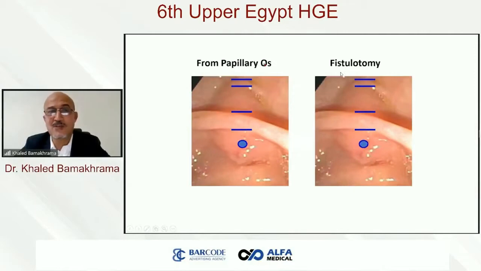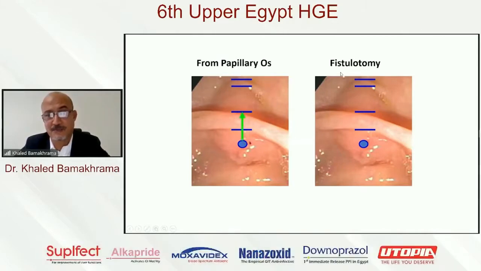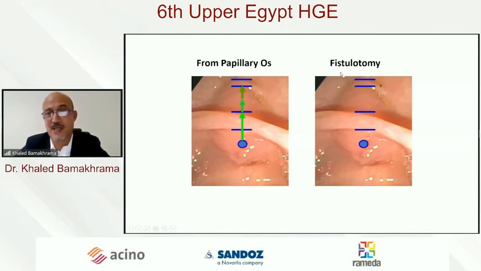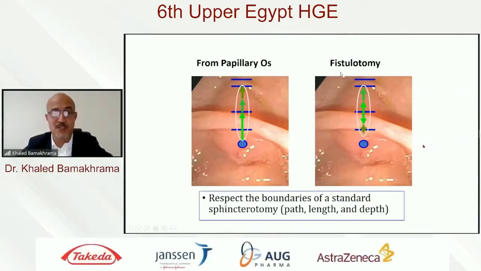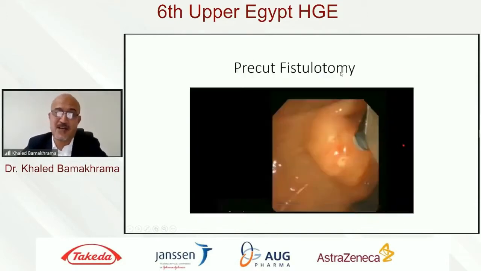Now, the other way around: if you fail, for example, for this papilla and you want to do pre-cut papillotomy, you need to start from the papilla and go in a stepwise fashion to the common bile duct. For fistulotomy, you will start from above the papilla, and you can start proximally or distally. The most important thing is to respect the boundaries of the standard sphincterotomy: the path, the length, and the depth.